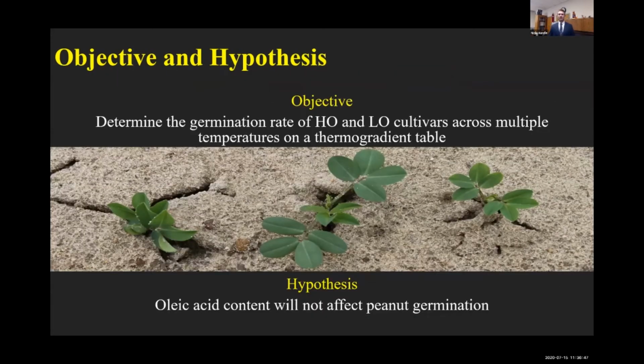But growers are still very hesitant to plant these HO lines as there is a lack of agronomic information about them. So the objective of our study was to determine the germination rate of high oleic and low oleic cultivars across multiple temperatures on a thermogradient table. And our hypothesis for the study is that the oleic acid will not affect peanut germination.